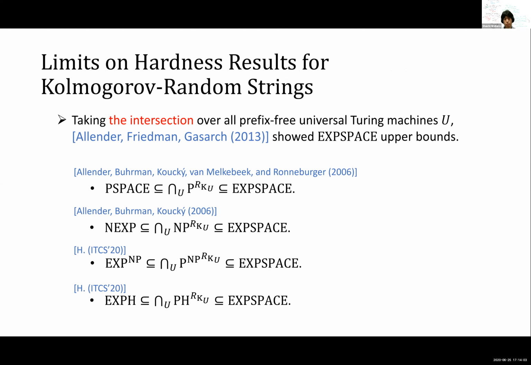Interestingly, there is an upper bound as well. If you take the intersection over all universal Turing machines, there is an EXPSPACE upper bound on what you can reduce to Kolmogorov random strings.